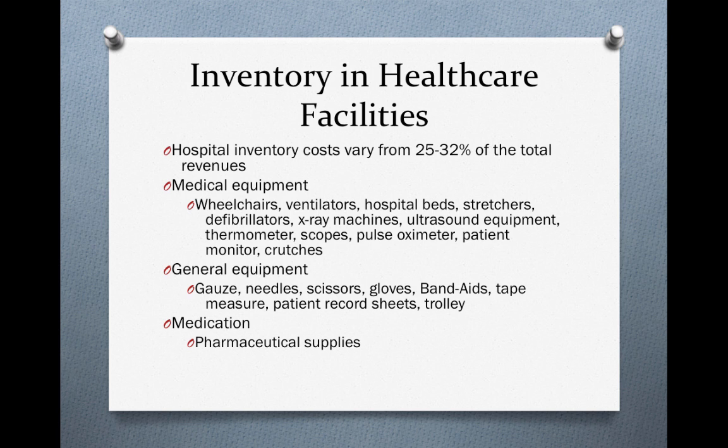Examples of medical equipment consist of wheelchairs, ventilators, hospital beds, stretchers, defibrillators, x-ray machines, ultrasound equipment, thermometers, scopes, pulse oximeters, patient monitors, and crutches. Some general materials include gauze, needles, scissors, gloves, band-aids, tape measures, patient record sheets, and trolleys. One of the biggest parts of medical inventory is the actual medication and pharmaceutical supplies distributed to patients.